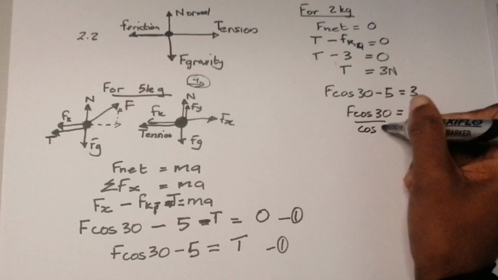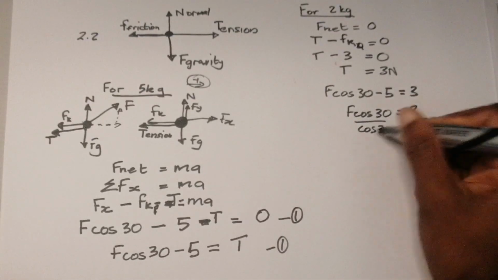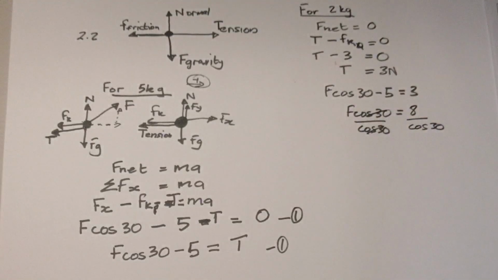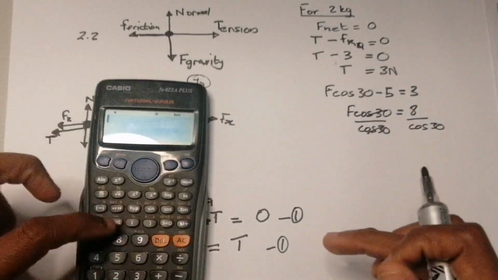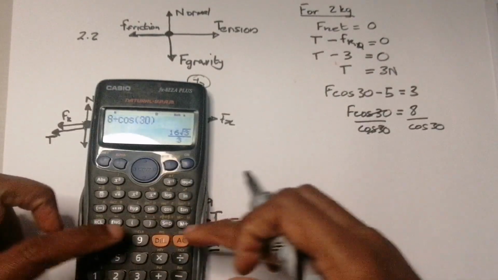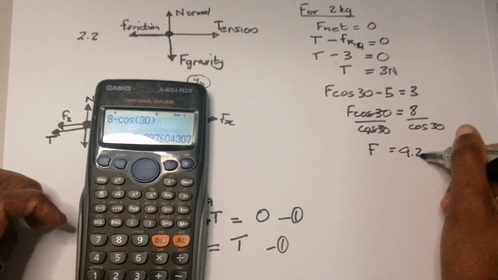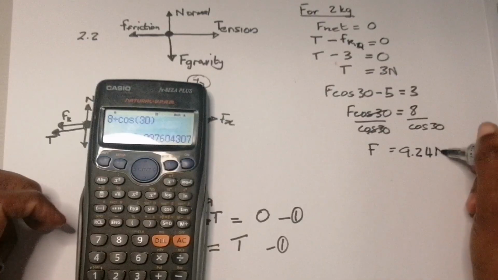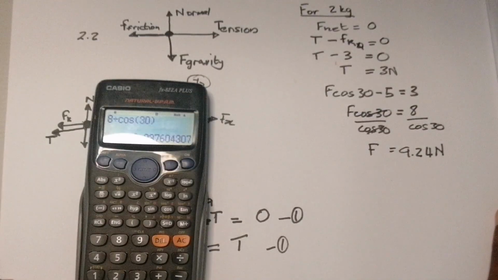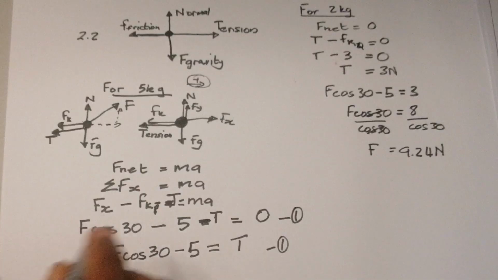And we can divide both sides by the cos of 30. So we've got 8 divided by the cos of 30. And that gives us a value of F to be 9.24 newtons. I hope you are still with me, despite the error that I almost made here. Sorry about that terrible writing over there.